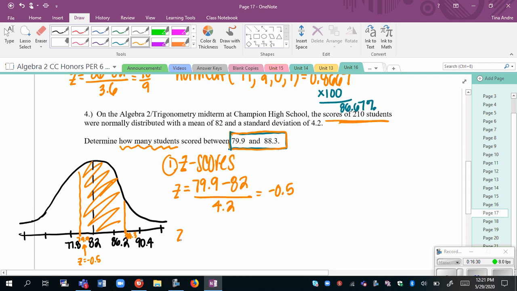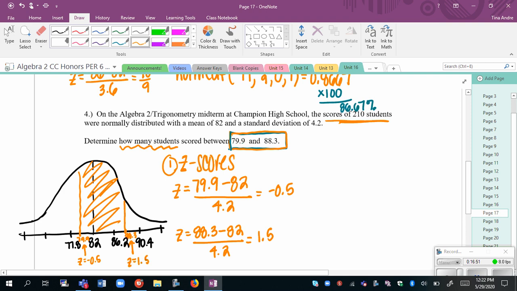And then for the 88, 88.3 minus 82 over 4.2. This gives me a z-score of 1.5, which again makes perfect sense, exactly halfway between z equals 1 and 2.